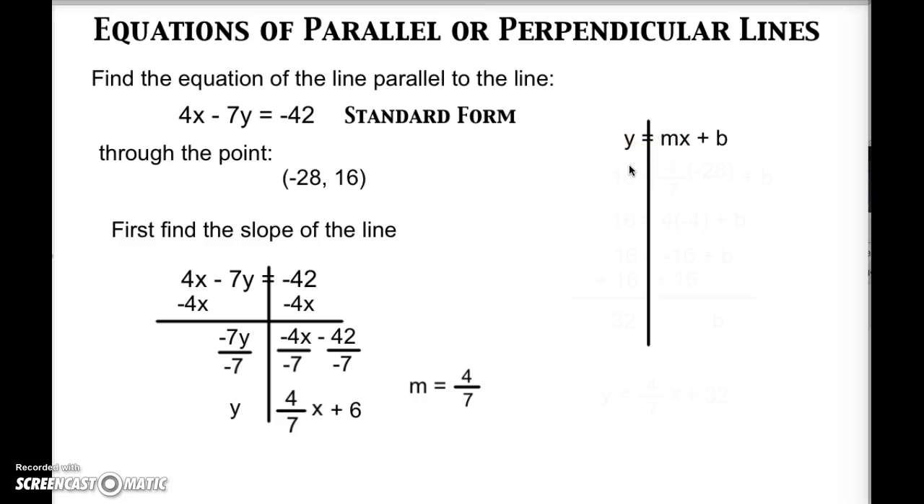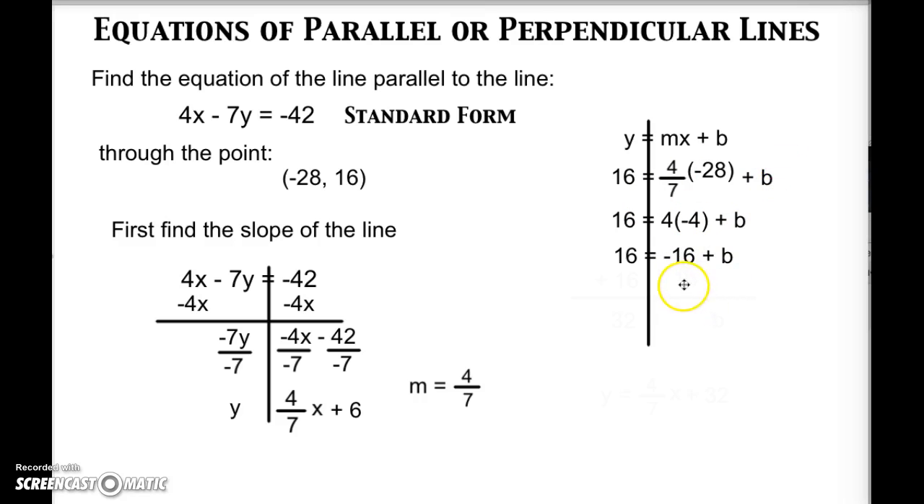When I do that, the first thing I have to do is plug the 16 in for y, the 4/7 in for m, and my negative 28 in for x, and I'm going to solve for b. If I multiply 4/7 times negative 28, negative 28 divided by 7 is going to be negative 4. So really what I have is 16 is equal to 4 times negative 4 plus b. If I multiply negative 4 times 4, I get negative 16.